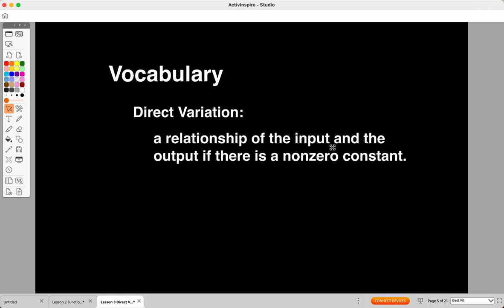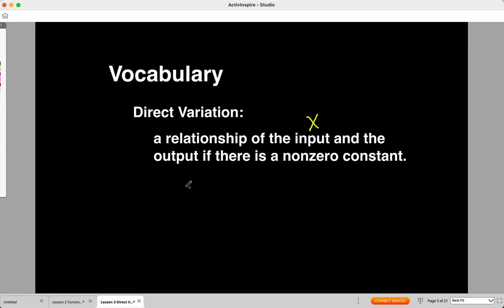It's a relationship between the input. So we talked about input being what letter? We know that's our x. And our output, which is y. It has a non-zero constant. So what that means is you're changing it by the same amount every single time. Okay? Now you can't change it by 0 because then you get the same answer every time. So it has to be non-zero.